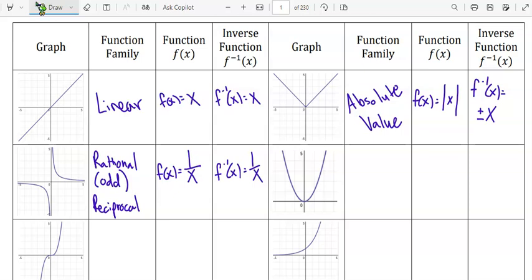This U-shaped function is called quadratic. It's a type of parabola. It could also be called a square. The function is f of x equals x squared. And the inverse function is f inverse of x, and it can either equal positive or negative square root x depending on the restricted domain.